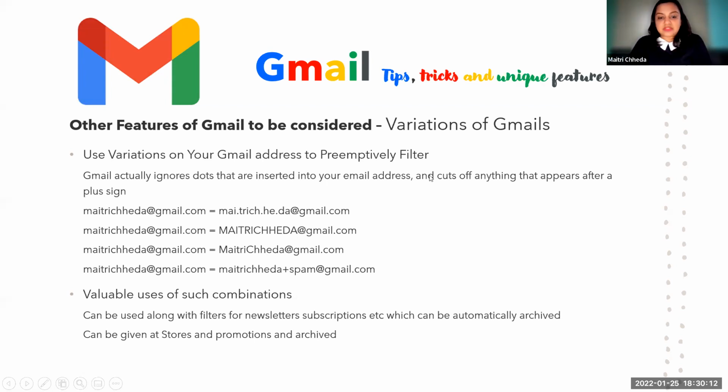So you can use this trick to preemptively filter a lot of things. How I usually do it is, if I go to a specific site and I have to subscribe to it to have a look at particular information, I would just give my email ID as Maitri Chheda plus spam. Or if it's a tax guru site, I have given my email ID to Tax Guru as Maitri Chheda plus taxguru@gmail.com.